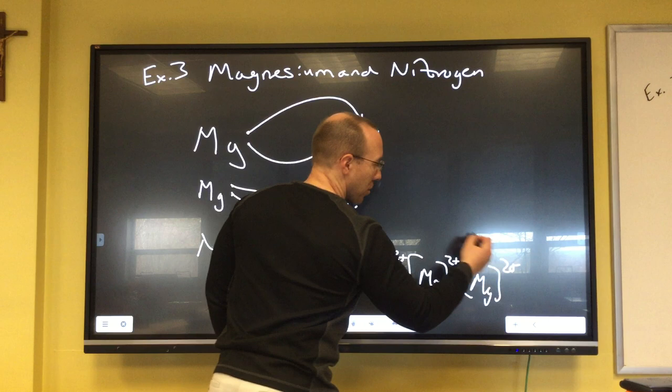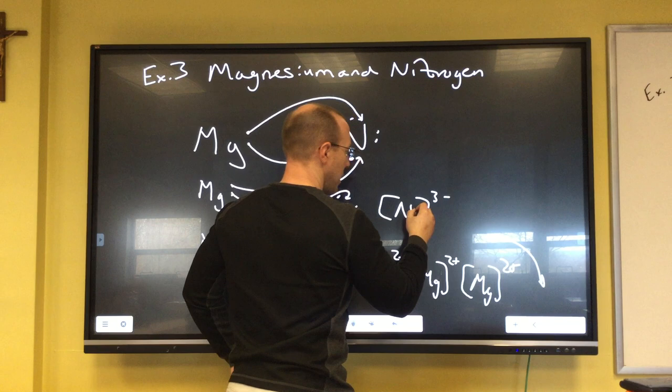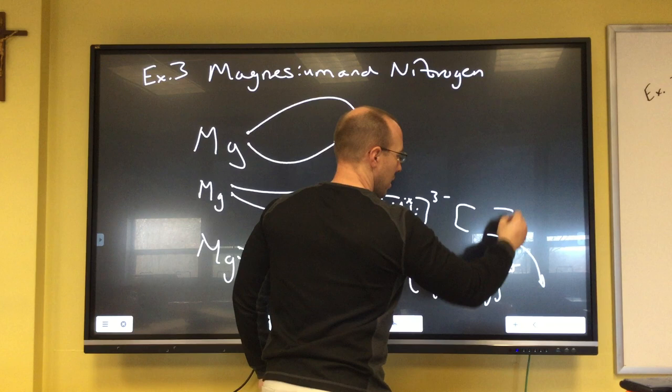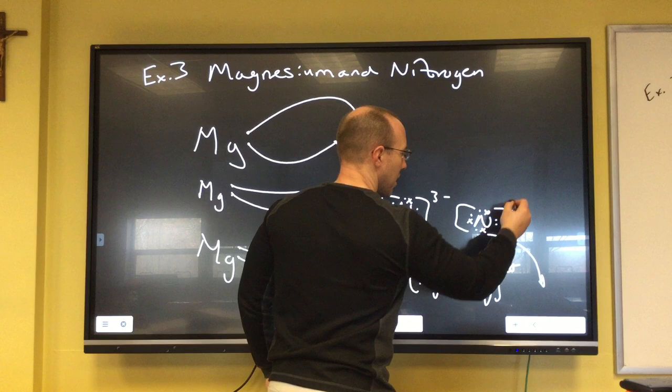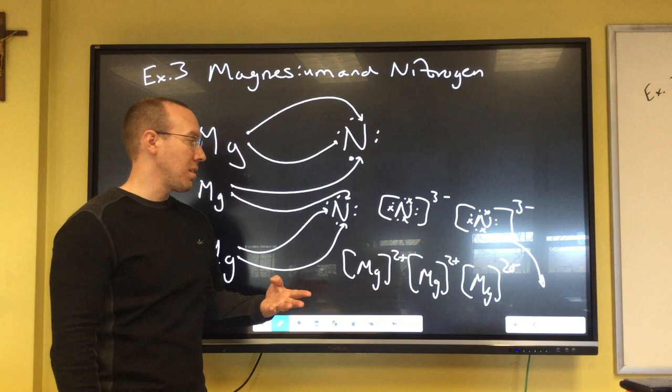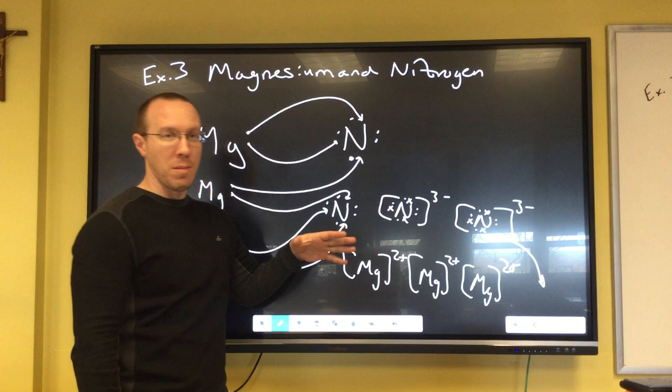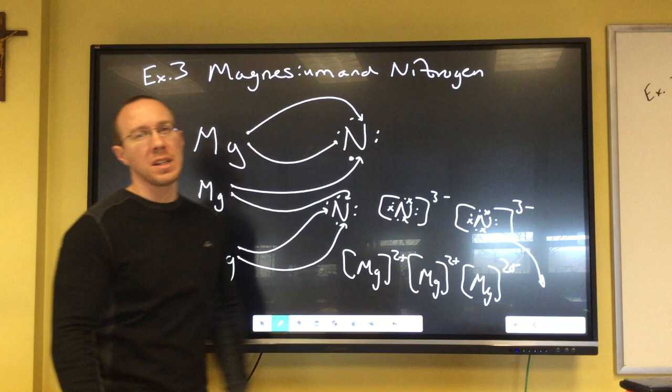One, two, three, four, five. And then it gained three. And one, two, three, four, five. And once again, it gained three. So if we look at it, plus two, plus two, plus two, right? That's six. Six extra pluses, we'll say. And then 3 minus, 3 minus, that's 6 minus, right? So you got the 6 plus, you got the 6 minus, that's perfect. They're neutral.